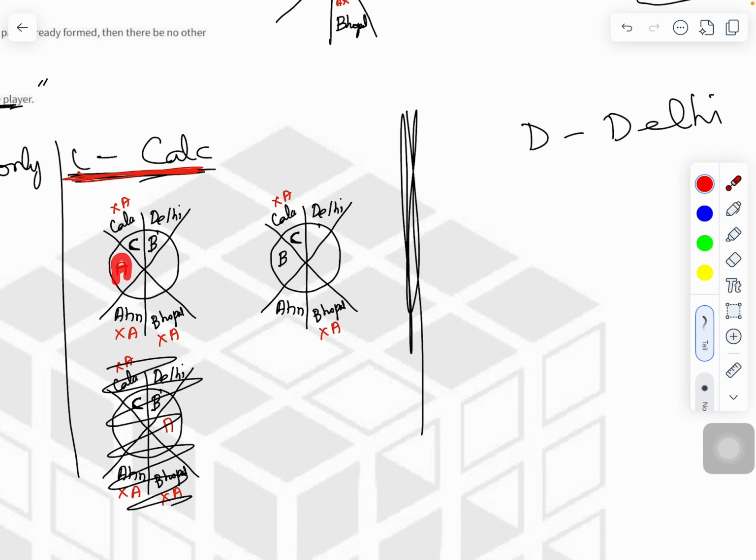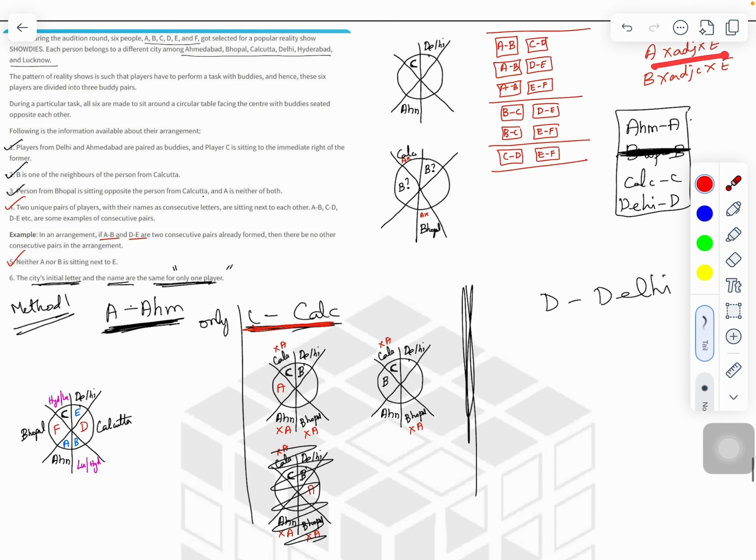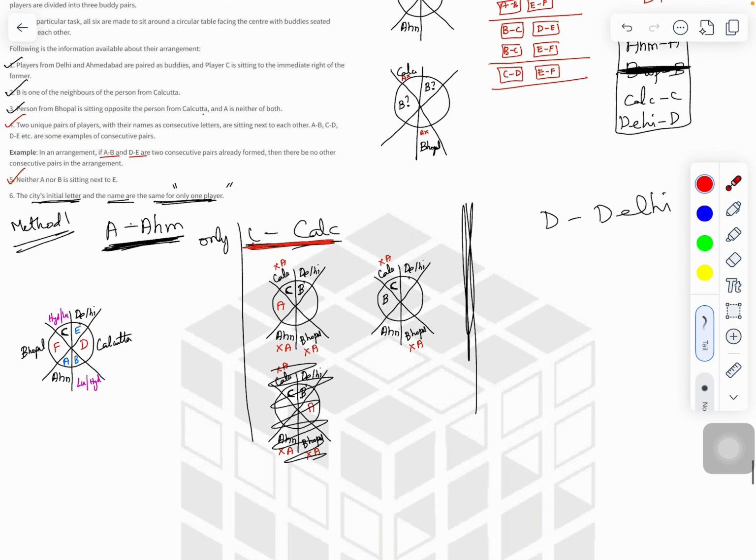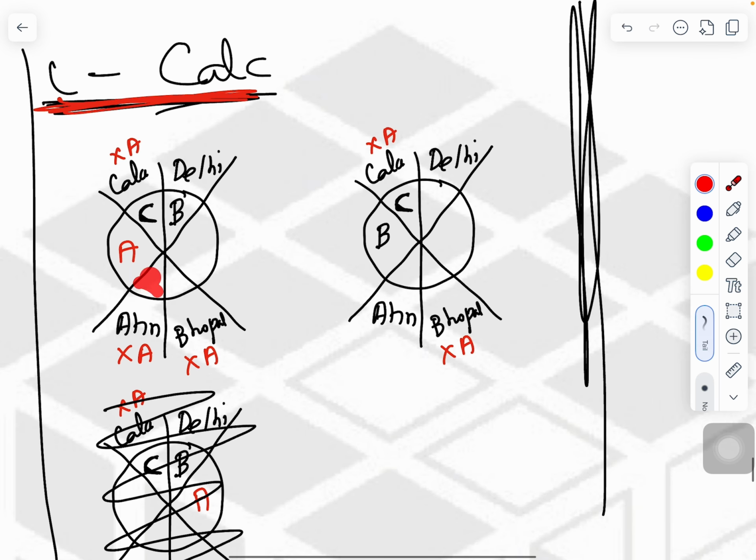Now if this is the only spot where A can come, where can E come? They clearly mentioned that E cannot be adjacent to A, E cannot be adjacent to B. So E cannot come here, E cannot come here. The only spot E can come is this particular spot. So if E comes here, then where can I place my D and F? I can place D here and F here, or I can place D here and F here.